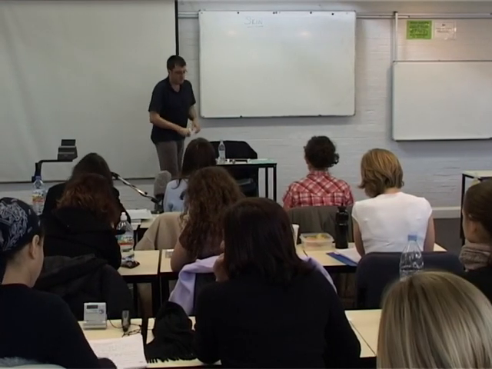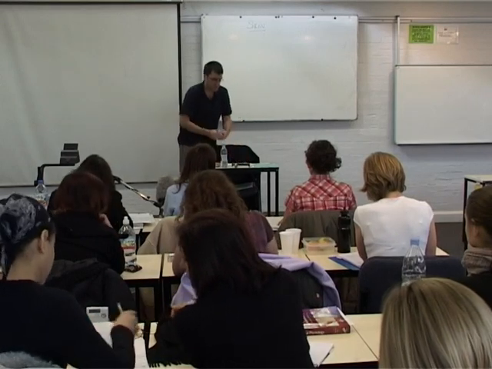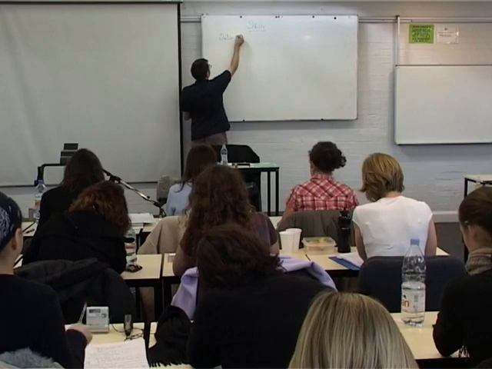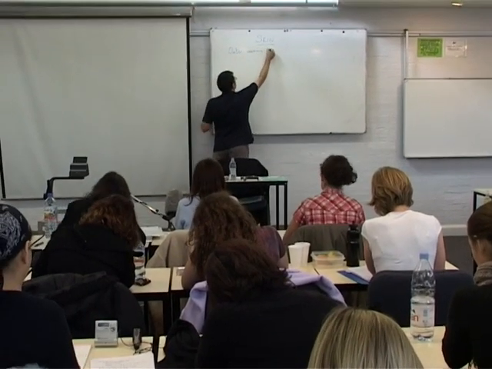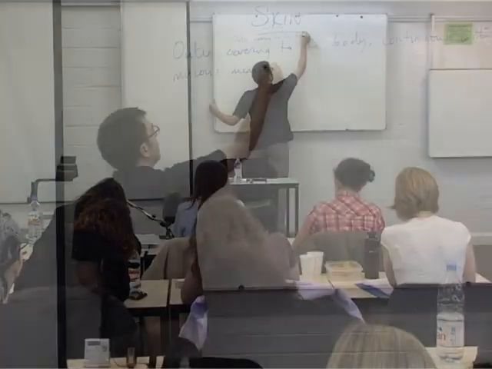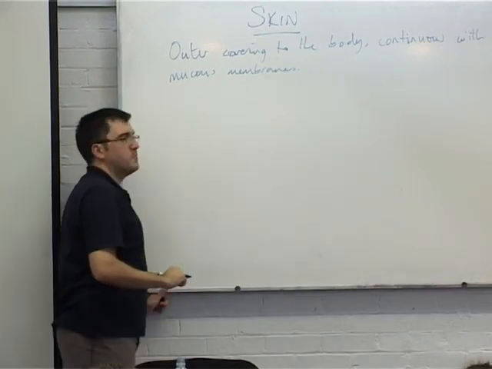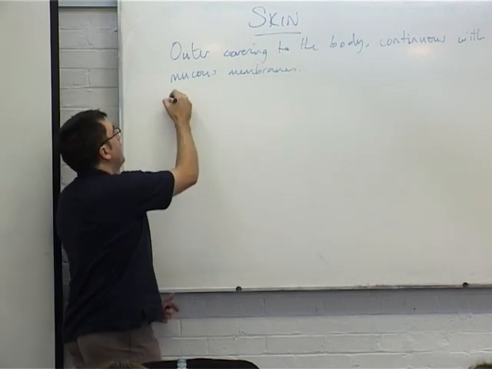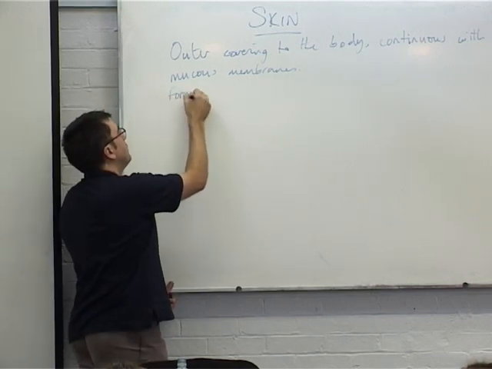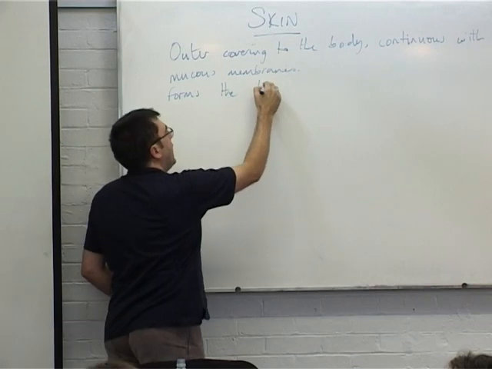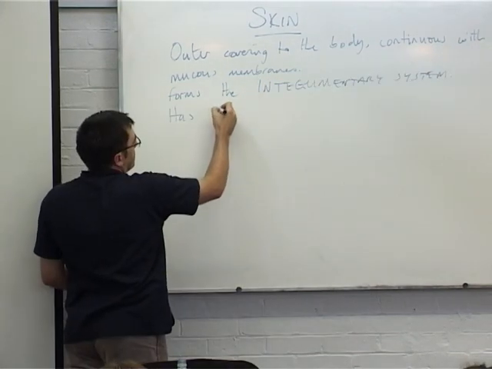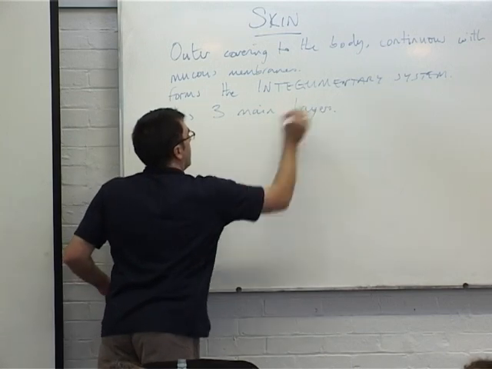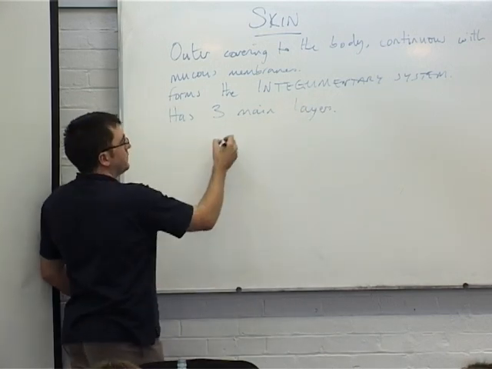Let's think about the skin. The skin is the outer covering to the body, and it is continuous with mucous membranes. So it's this all-encompassing layer. It forms the integumentary system, and it has three main layers associated with it.